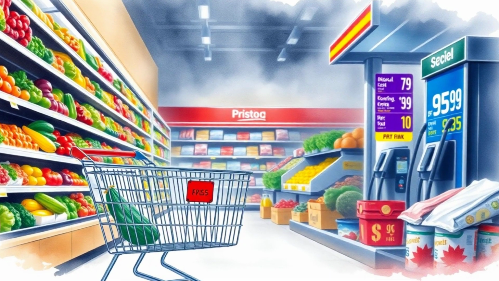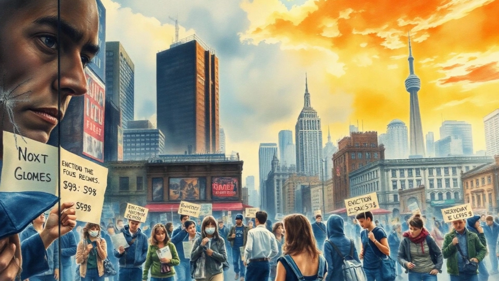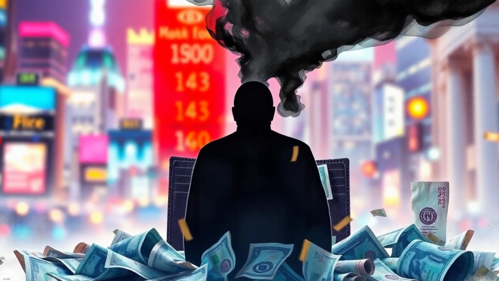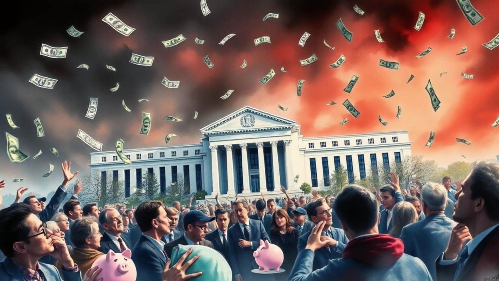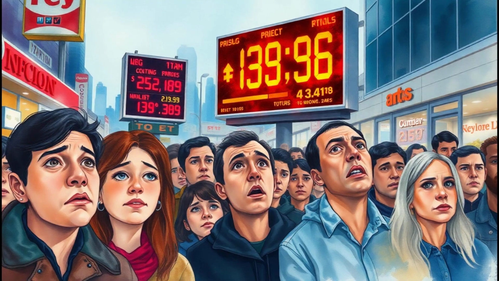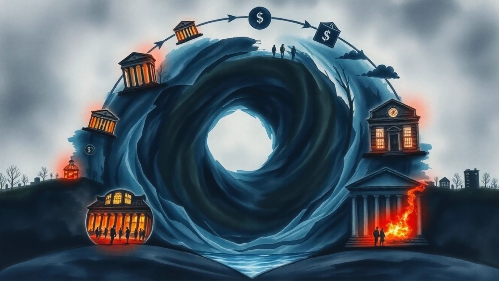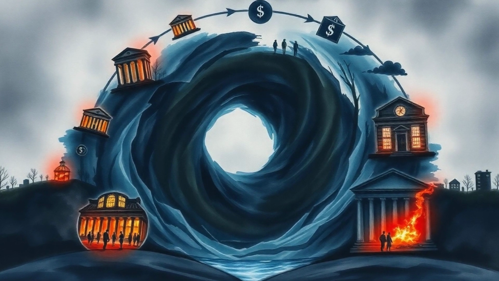The price of groceries, gas, rent, everything exploded. Your savings lost purchasing power overnight. The Fed had done it again, created a crisis through reckless money printing, then acted surprised when inflation showed up. And once again, the centralization cycle played out.